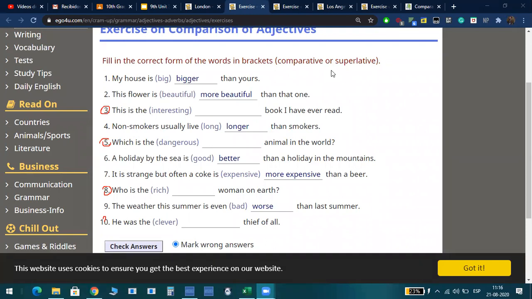What about Paolo Moyano? How would you go with a book? Interesting. This is the interesting book I've ever read. Que he leído. Oh, alguien escribió aquí. Mr. Moyano, number three, please. Superlative adjective.